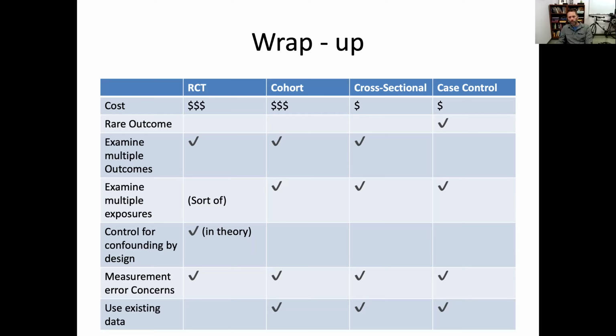And finally, a relatively cheap way of pulling off a study is to use existing data. Cohort studies, cross-sectional studies, and case control studies are all amenable to that. Randomized control trials, it's hard to think of a randomized control trial that could be implemented using only existing data, although it might be possible, but it's going to be pretty rare.